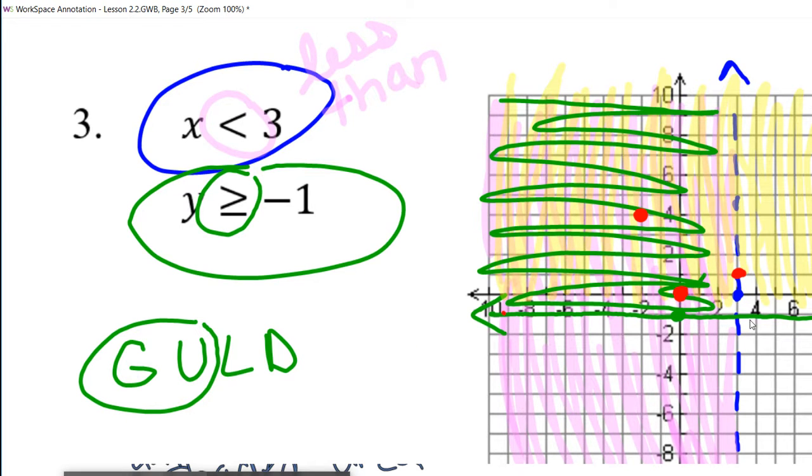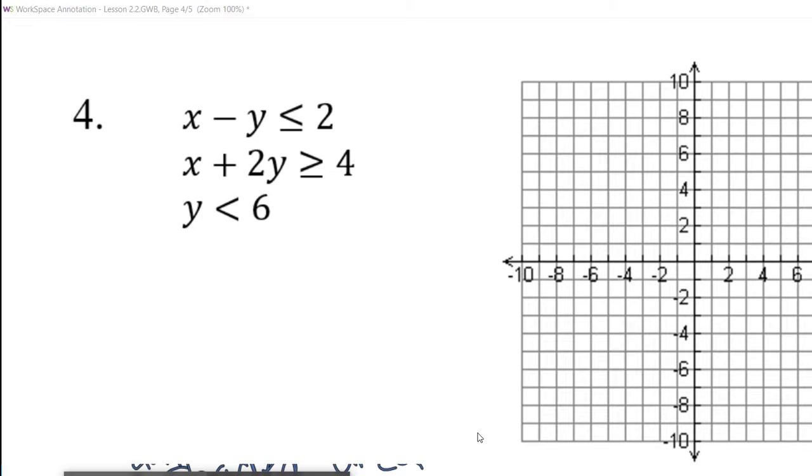Okay, next one, number 4. Now, all of that is what you have done in your Algebra 1 class. Now, we have to make it Algebra 2. So to make it Algebra 2, instead of having 2 linear inequalities, how many do you see? 3. So that's the Algebra 2 effect. We now have 3 inequalities in our system. So we're going to do it the same way.